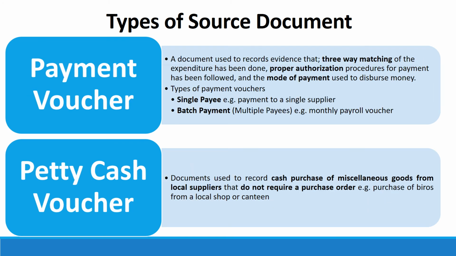A payment voucher is a document used to record evidence that three-way matching of the expenditure has been done, proper authorization procedure for payment has been followed, and the mode of payment used to disburse the money. There are two types of payment vouchers, that is, a single payee voucher and a batch payment voucher. In a single payee voucher, one or more invoices of a single supplier are paid using one payment voucher, while in a batch payment voucher, multiple payees are paid using one payment voucher, such as a monthly payroll voucher.